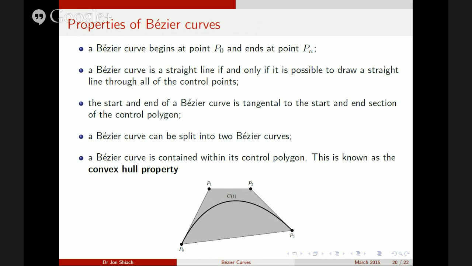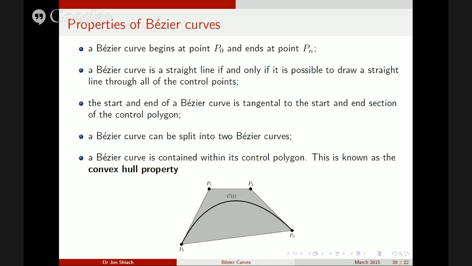We're going to have a look at a worked example in a minute. First, a few properties of Bezier curves. They always begin at your first control point and end at your last control point, so we know they're going to pass through those two points. A Bezier curve can be a straight line, but only if you can draw a straight line through all your control points. So sometimes you do need to define straight lines, and all we do is make sure the control points line up.